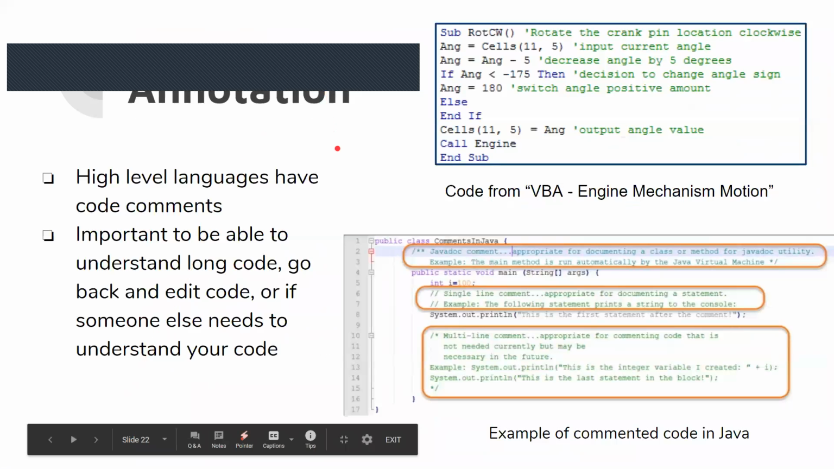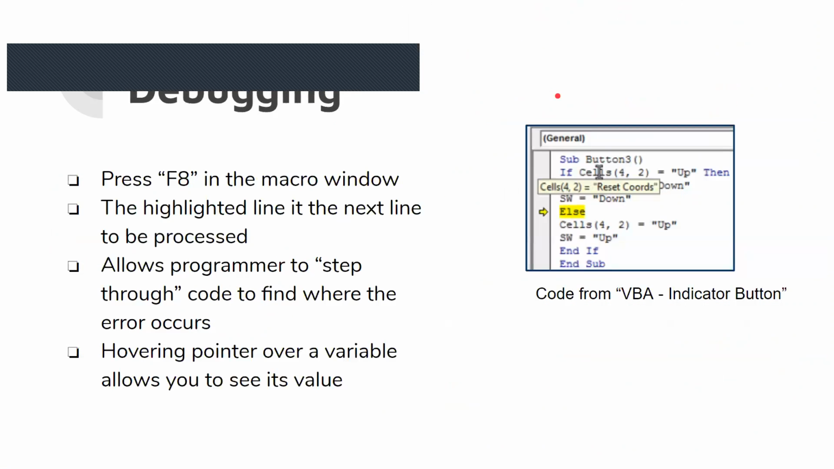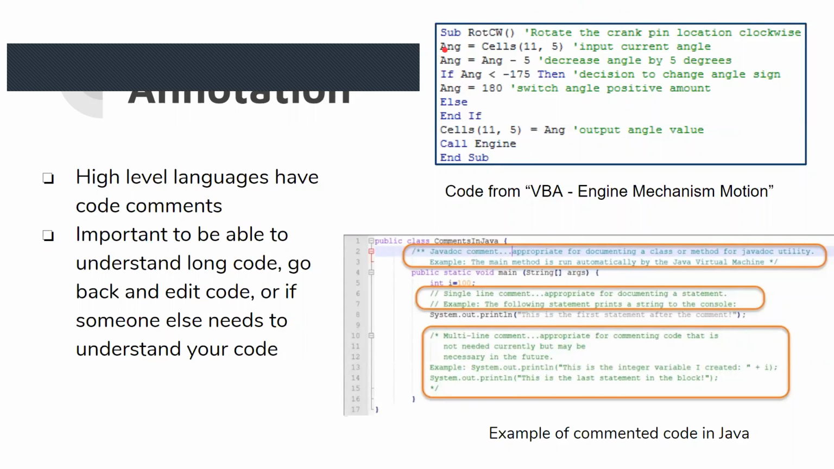All right. So we'll get into annotation of code. Every program has a little bit different symbol for it, but it's all basically the same. So a few reasons why you should do this. If let's say I covered up all this right here, you would not know what ang means. Oh, I commented the code here, input current angle. If you had ang equals 180, you go, why are we doing that? Switch angle to positive amount. Okay.